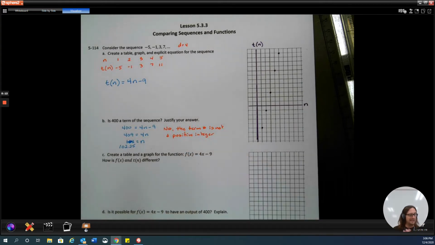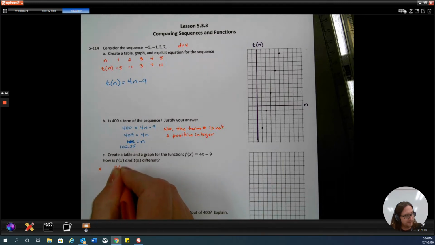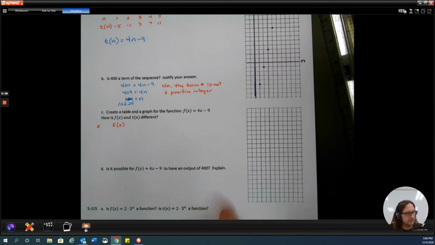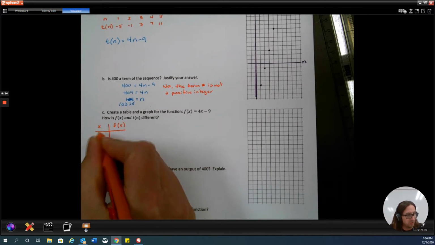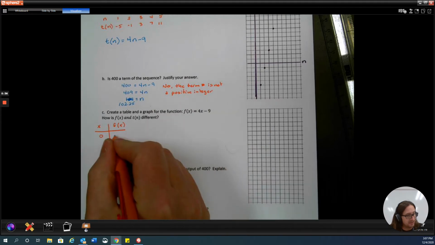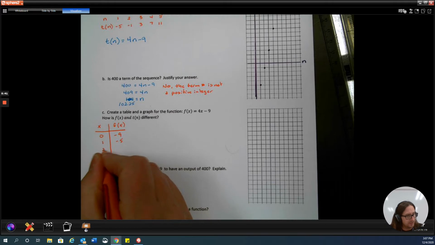Sweet. All right, next, we're going to create a table for the graph of the function f of x equals 4x minus 9. If I did a table of this one, we'd have our table of x and f of x. And then we'd usually just start plugging in values. So 0 gives me -9. 1 gives me -5. 2 gives me -1. 3 gives me 3, and so on and so forth.